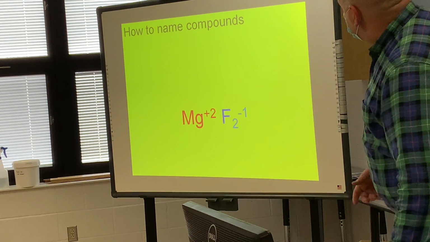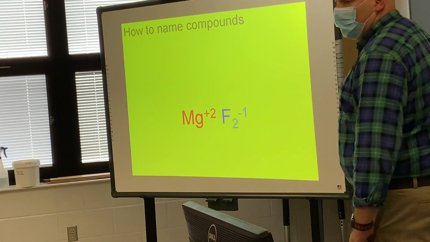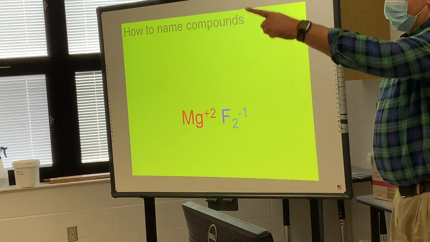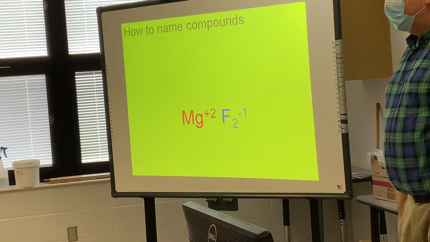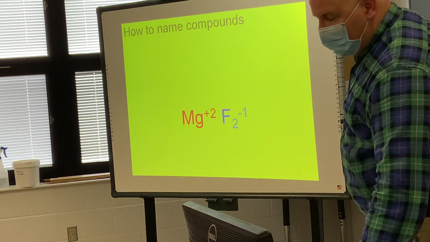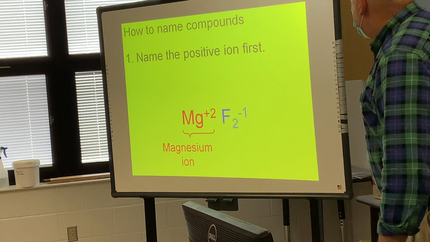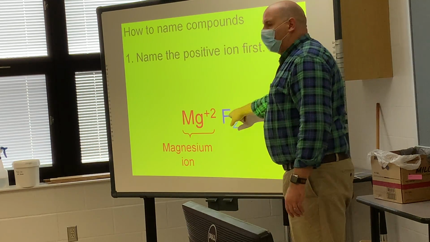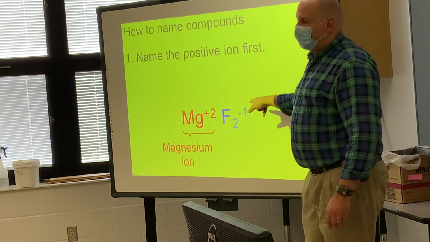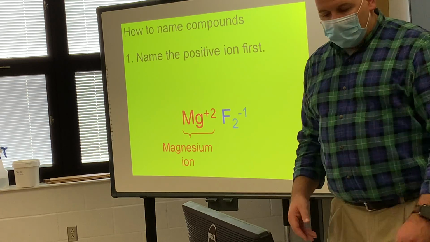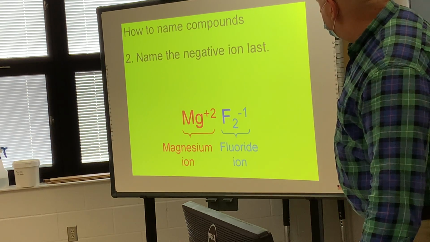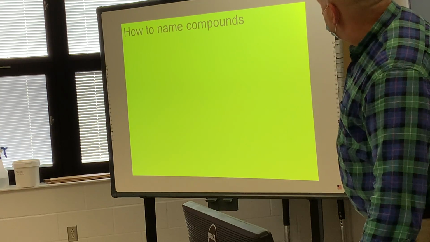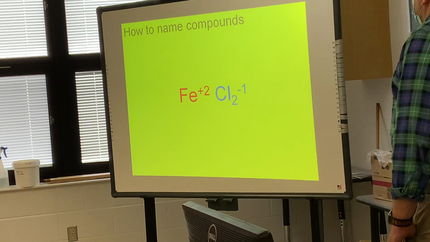Okay, now, something like Mg positive 2, what's that called? Group 2. Oh, so it'd be magnesium. That's magnesium, it's a magnesium ion. Now, even though there's a subscript 2 down here, that doesn't matter. You just go by whatever ion you have. What's F negative 1? Fluoride. That's a fluoride. So the name for this compound is magnesium fluoride. Okay? There's another one. What's Fe positive 2?